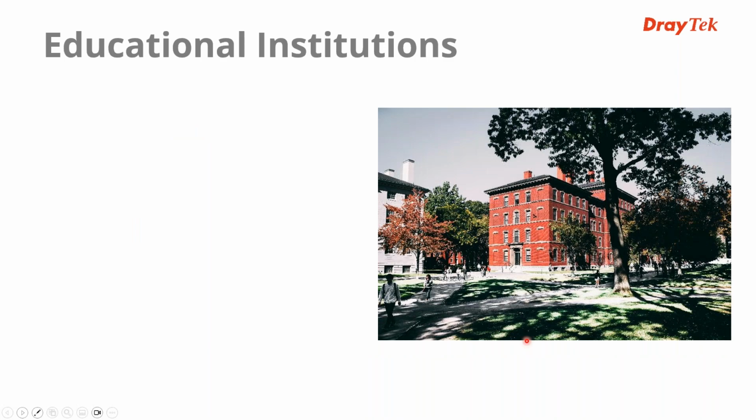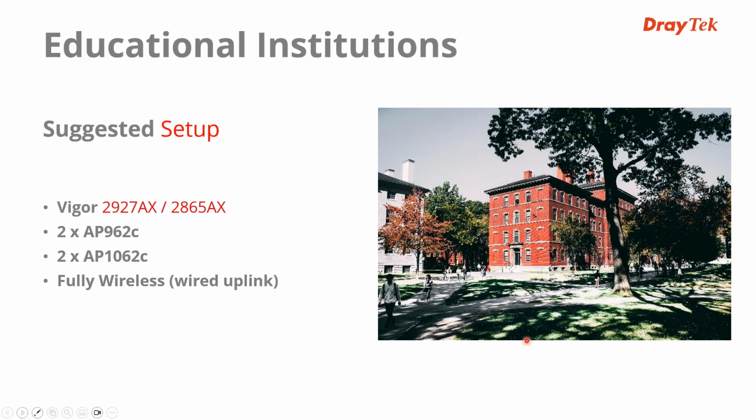Educational institutions, so think schools, colleges, maybe universities could benefit. There could be multiple floors again, different classrooms, offices for admin and principal, that kind of thing, that need Wi-Fi coverage. So suggested setup. Again, the 2927 would probably suit if they had a fiber to the premises connection. But if they didn't and they had a fiber to the cabinet VDSL connection, let's say, you could go for the 2865, which has an inbuilt modem in it.